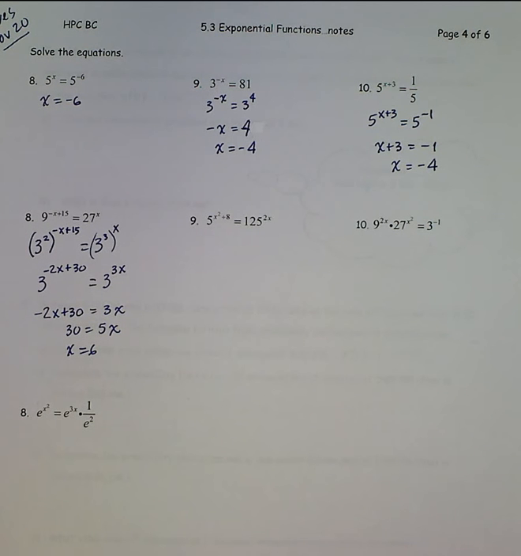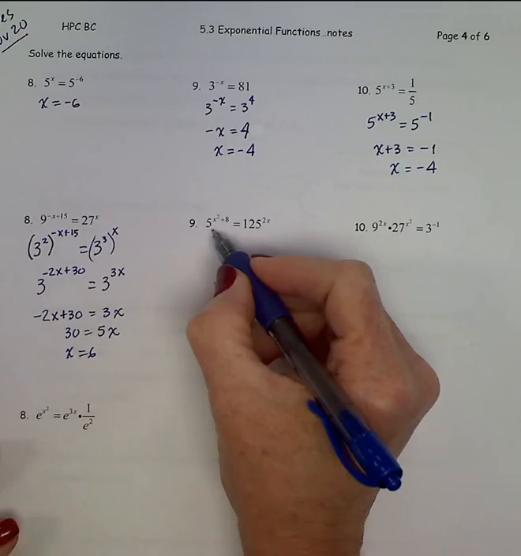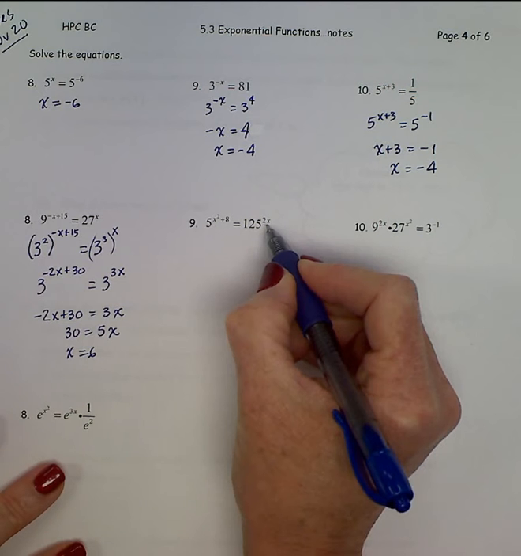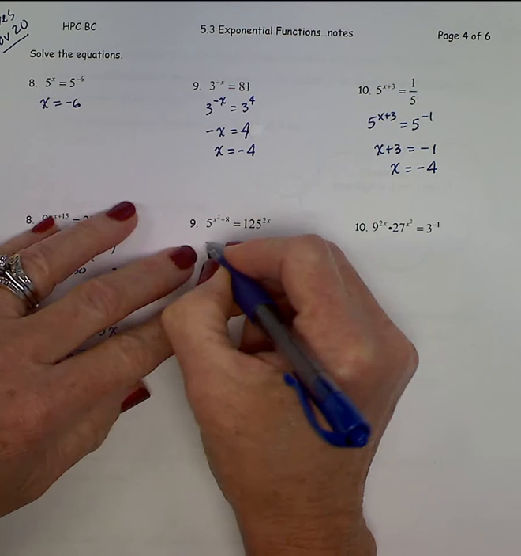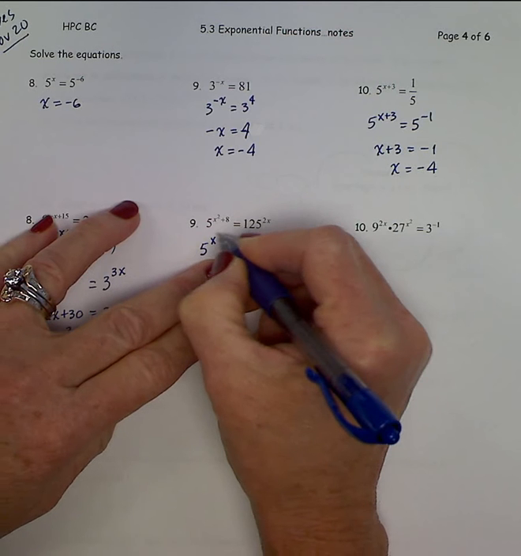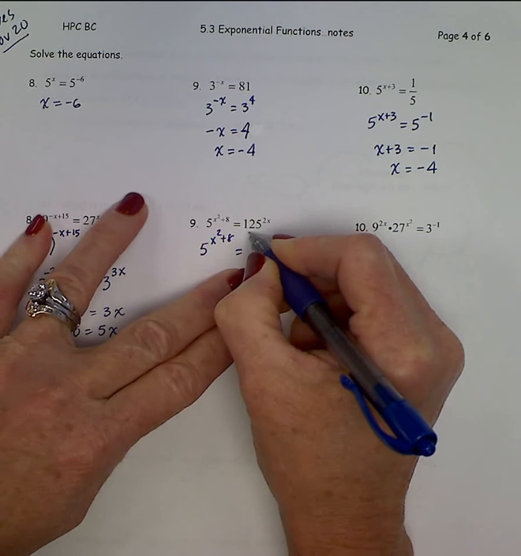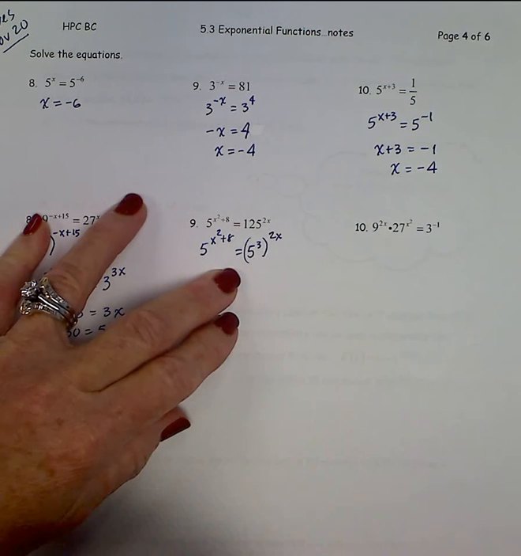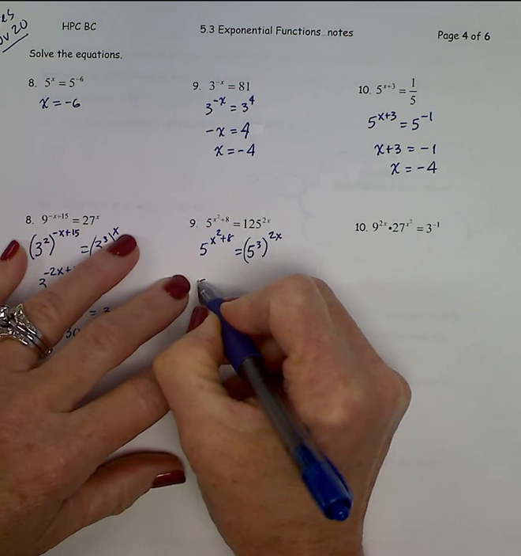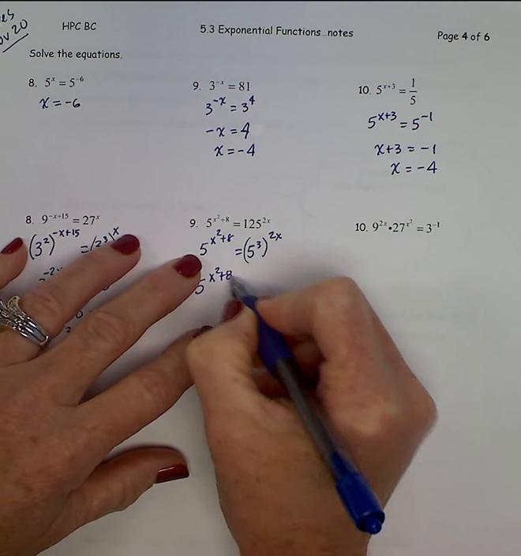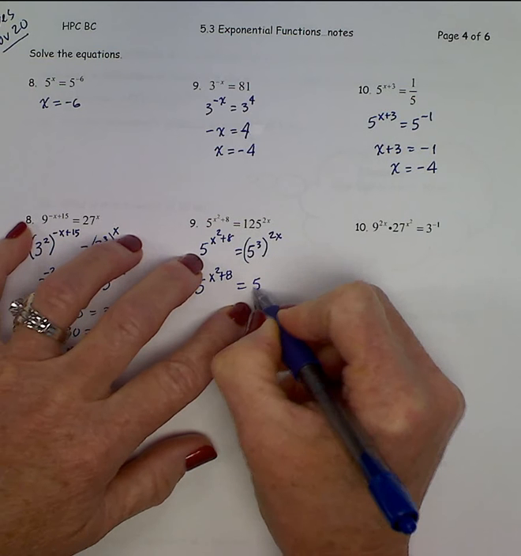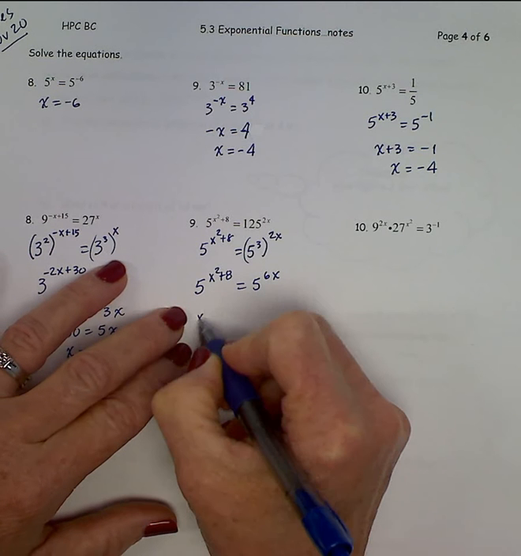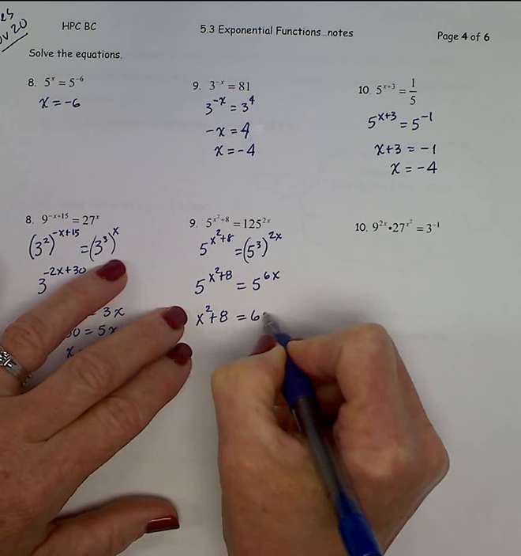Next one here. 5 to the x squared plus 8 equals 125 to the 2x. Get the same base. Base 5. And 125 is 5 to the 3rd to the 2x. On the right side, powers to a power, we'll multiply those, so that's 5 to the 6x, which says now that x squared plus 8 equals 6x.